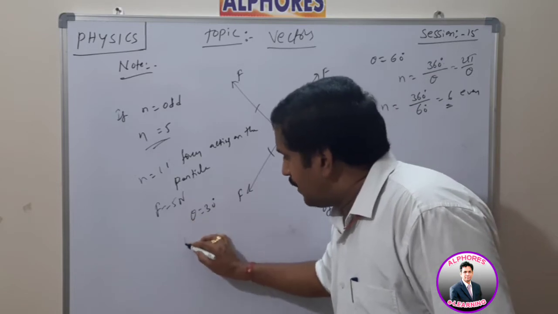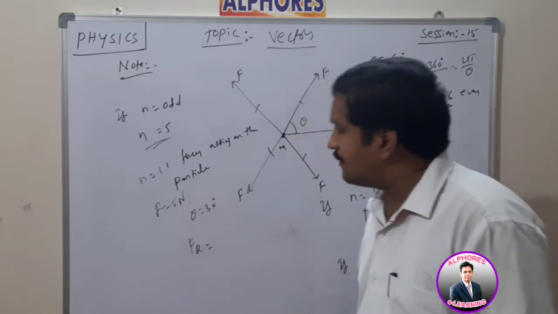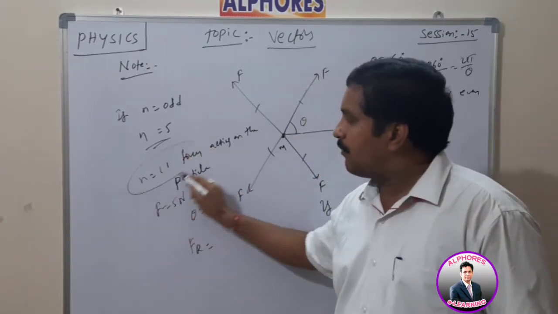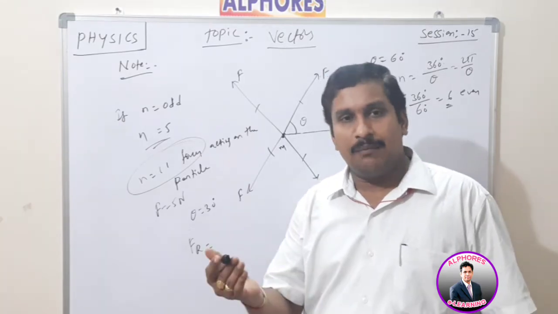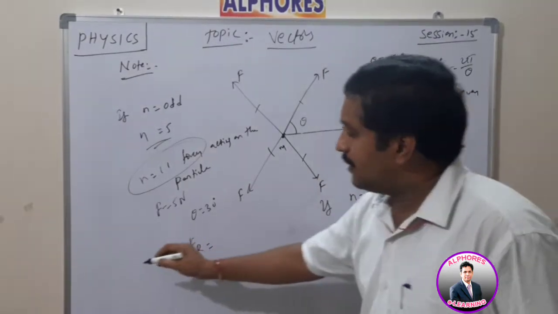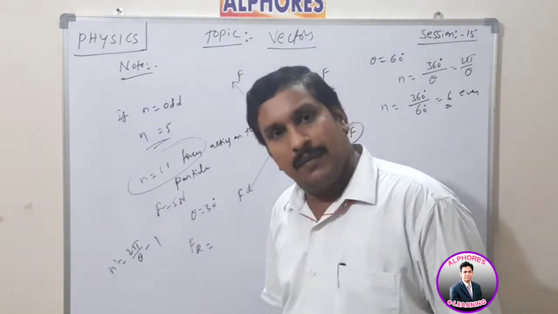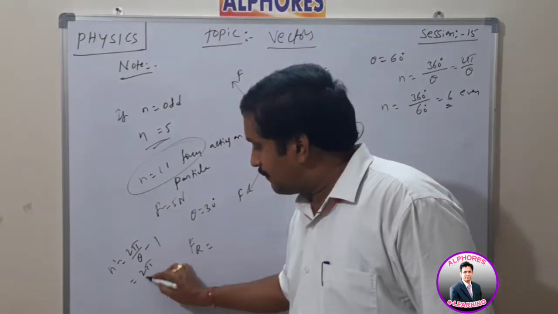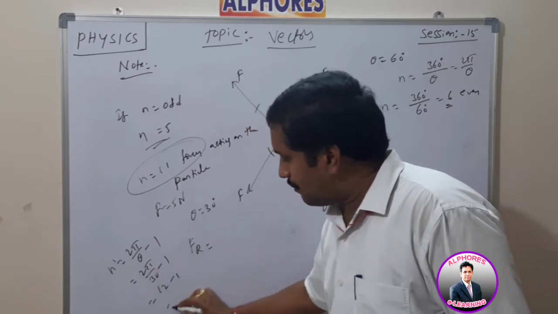That means the resultant force Fr is how much? If you take an odd number of forces, then 10 forces are cancelled together in this case, 10 being an even number. N' is equal to 2π/θ − 1, that means 360/30 − 1, which is 12 − 1, that means 11.